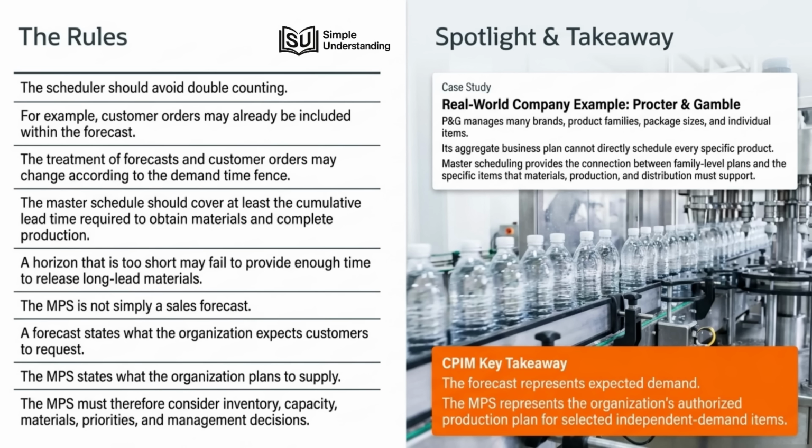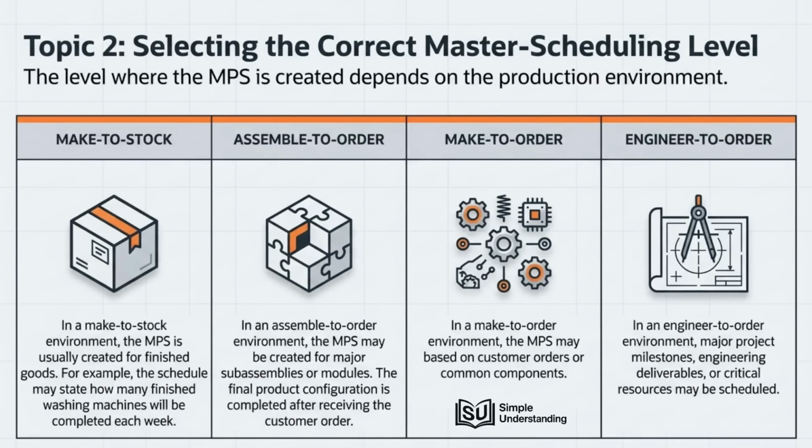CPIM key takeaway: the forecast represents expected demand. The MPS represents the organization's authorized production plan for selected independent demand items. Topic 2. Selecting the correct master scheduling level. The level where the MPS is created depends on the production environment.